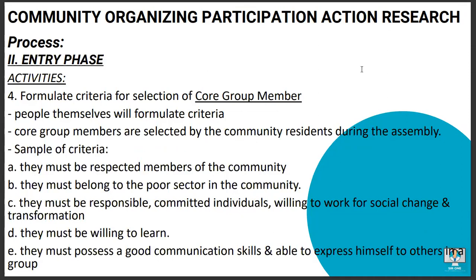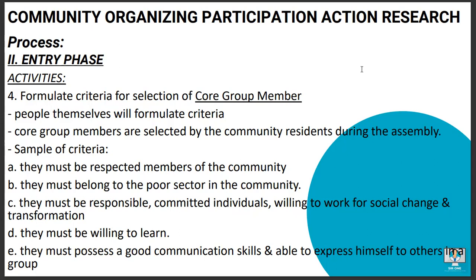So, entry phase, formulate criteria for selection of core group members. People themselves will formulate criteria. Di ba? Sino yung potential leaders nila? Then, core group members are selected by the community residents during the assembly. Sino yung health, parang nag-training na sa health at kaya na nilang gawin to. Kasi di ba meron tayong mga criteria kanina ng mga potential members ng ating leaders. Pwede din si leader ang mamili kasi alam niya na yung mga gawain ng mga kanyang miyembro.